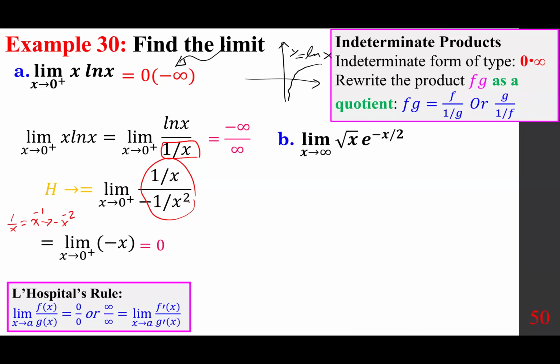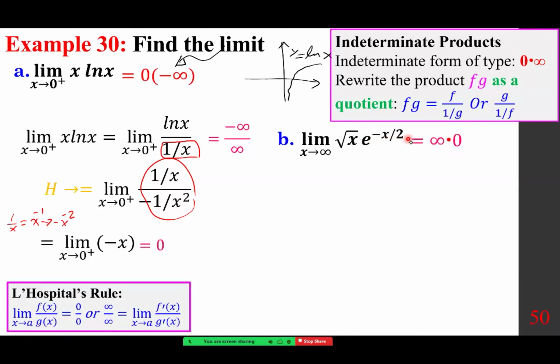The limit of the square root of x times e to the power minus x over 2. If you plug in infinity, class, square root of infinity is infinity. Now, e to the power of infinity is infinity, but e to the power of minus infinity, or minus infinity divided by 2 makes no difference, is 0. Please understand, because of the negative sign, e to the power of minus infinity divided by 2 is 0.